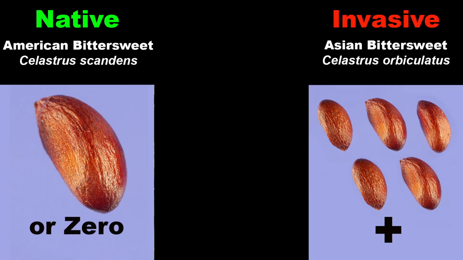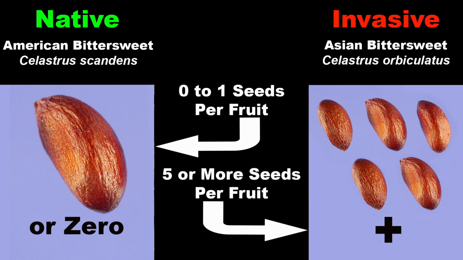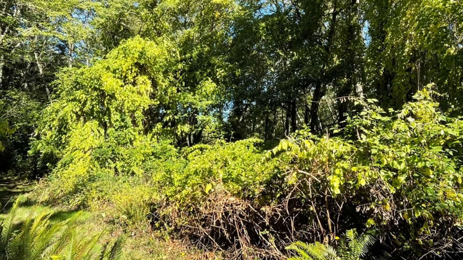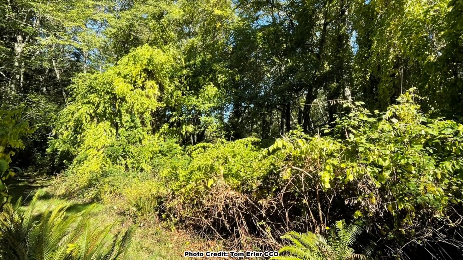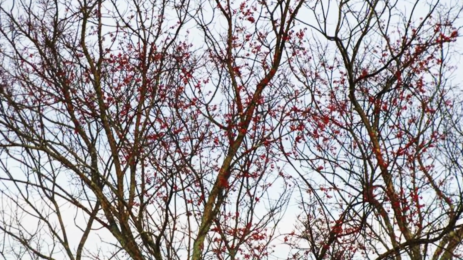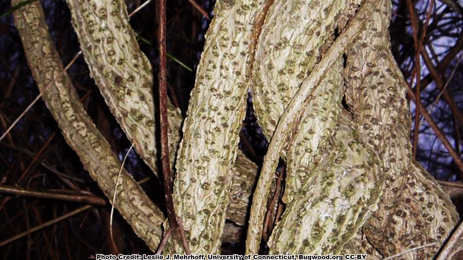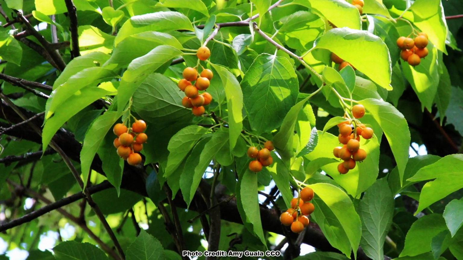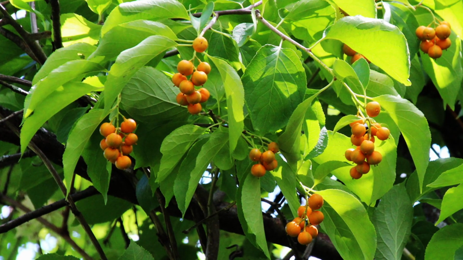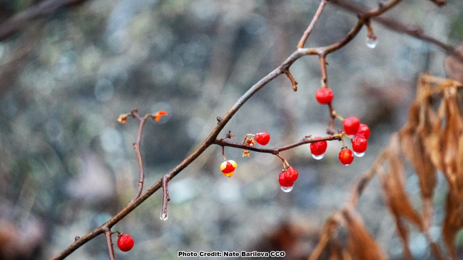Seed number per fruit is different between the species also, with American bittersweet having 1 or 0 seeds per fruit and Asian bittersweet having 5 or more seeds per fruit. This is one of the reasons Asian bittersweet is displacing American bittersweet in some areas. It produces more fruits and more seeds than an equally sized American bittersweet, and Asian bittersweet can get much larger than American. Of course, these methods only work on mature female bittersweet vines during the late summer, fall, and winter when they have fruits on them.